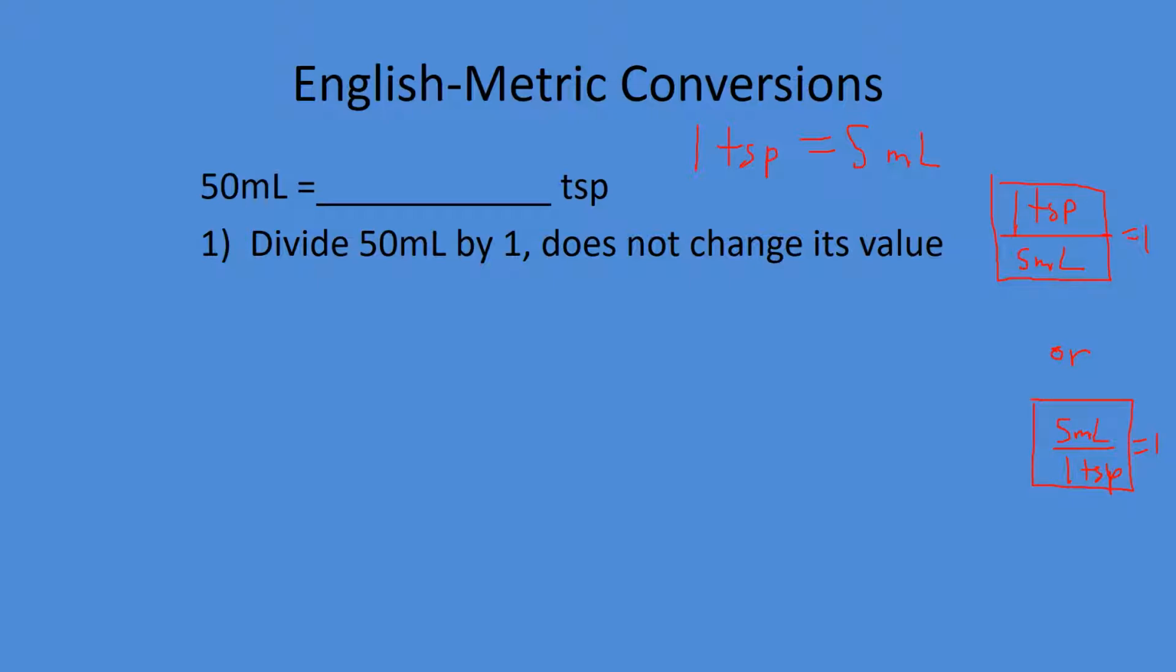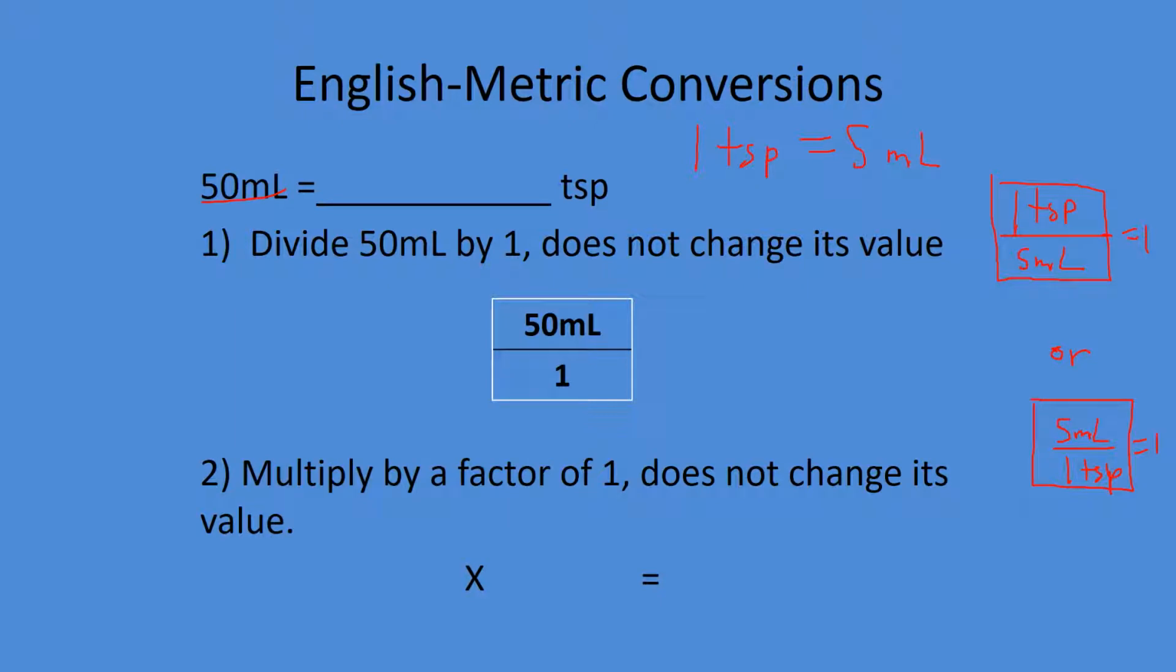So let's set up the problem. The first thing you do is, this is just a placeholder step. You put your question, so we're given 50 mLs, just put it over 1. That helps us to organize our math. Next we're going to multiply by one of these conversion factors, either this form or that form. And how you know which one to use is you have to look at the units. We're starting in mLs, but we need to end up with teaspoons. So the units that remain need to be teaspoons.